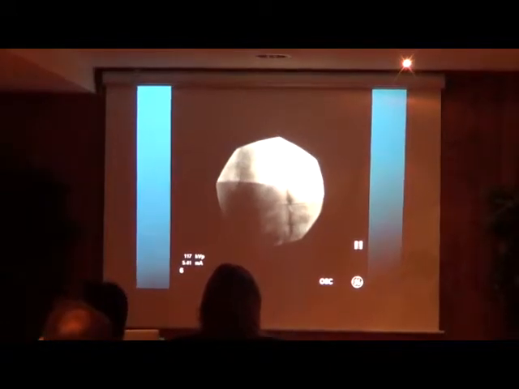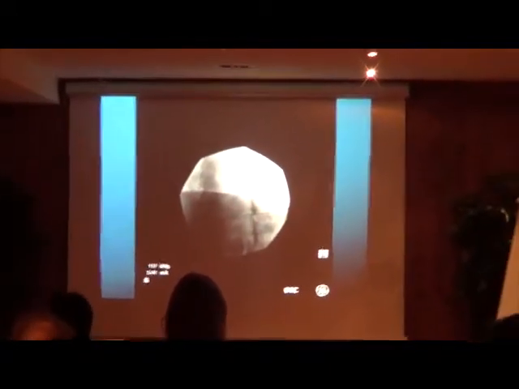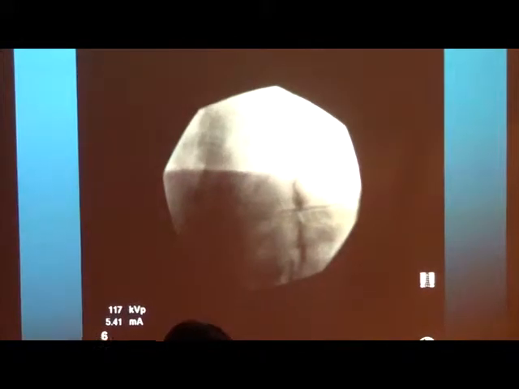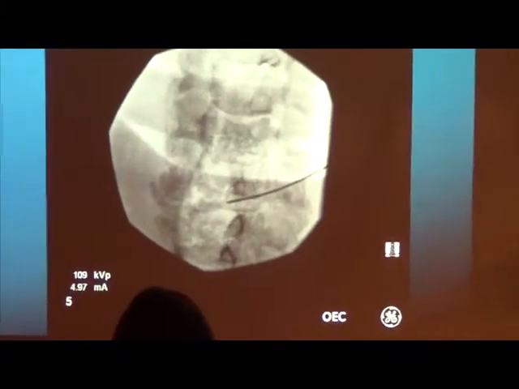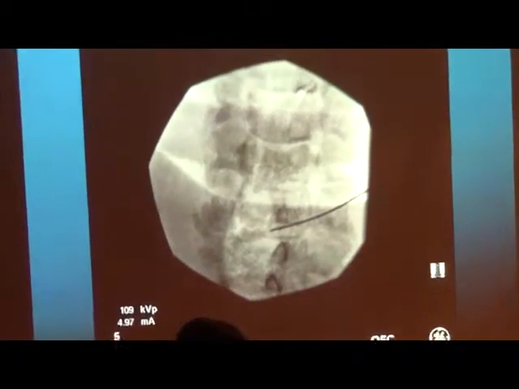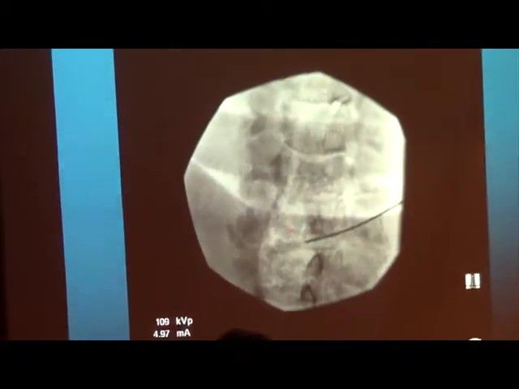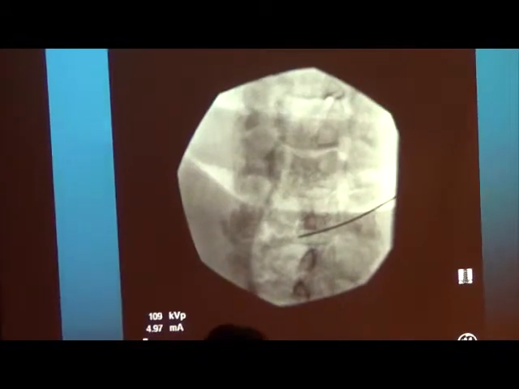But actually did I? The only way to know is to have a three-dimensional view. So you have to know AP, lateral, and oblique views. So this is AP view, and you can see the needle went from one side to another side. It's situation 3 in the video.